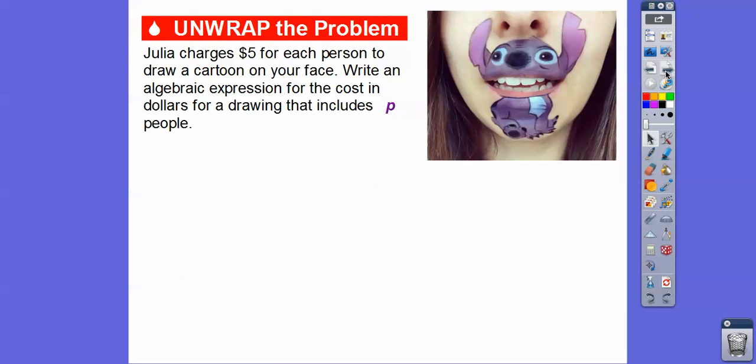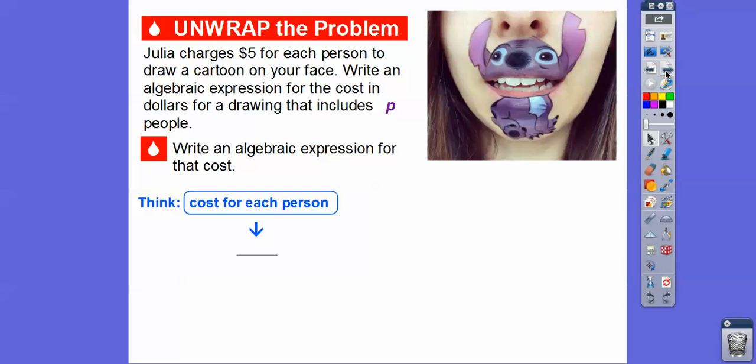All right, so here we go. Julia charges $5 for each person to draw a cartoon on your face. Write an algebraic expression for the cost in dollars for a drawing that includes P people. So let's go ahead and write an algebraic expression for that cost. How much does Julia charge for each person? She charges $5. And since there's P amount of people, we're going to multiply that by the number of people.